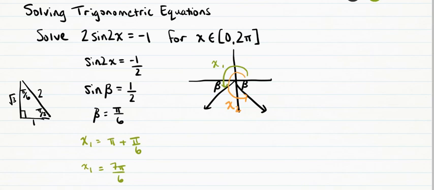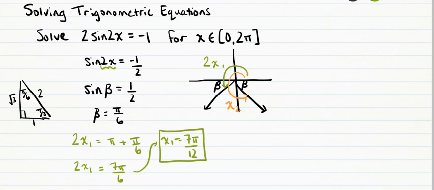However, we did not have just an x as our angle here. We had a 2x. So let's make one slight adjustment. Instead of x1, this is going to be 2x1. So 2 times x1 is 7 pi over 6, and if we divide both sides by 2, we get that x1 is actually 7 pi over 12. That's one of the differences when we're solving a trig equation that involves a double angle. So one of the solutions to this equation is 7 pi over 12.